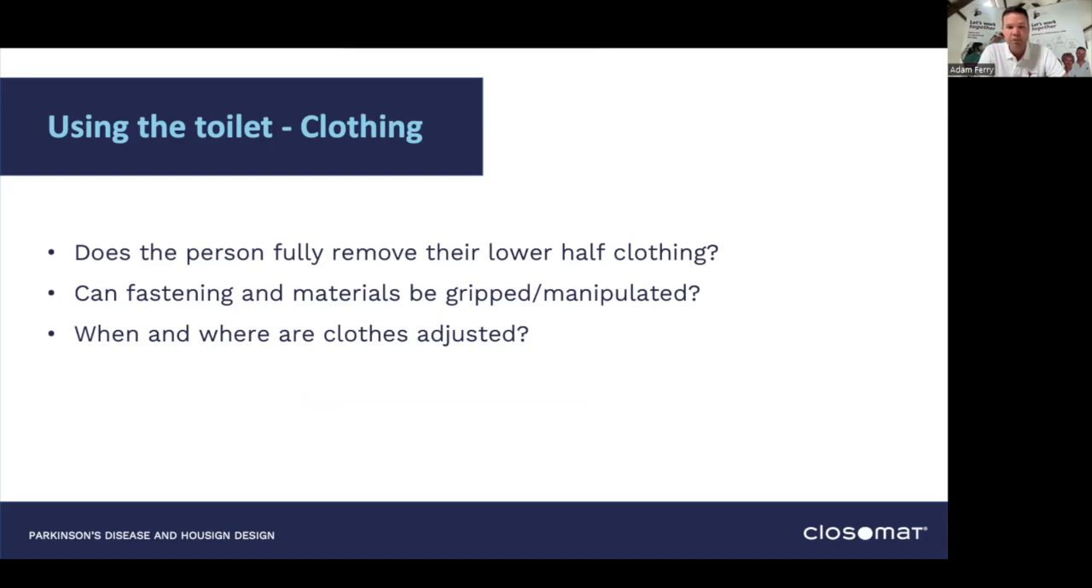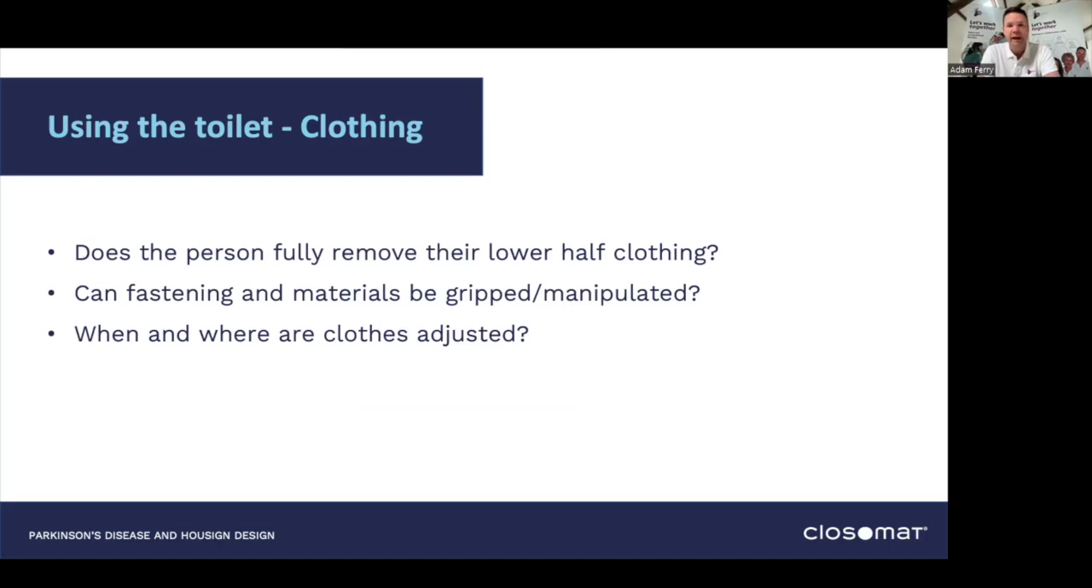And we don't want to make significant changes. It's important that the person feels comfortable and wears what they're comfortable wearing, but there might also be suggestions we can make to make this part of the task more simple and with reduced risk. When they're fastening and unfastening materials, can they grip them, manipulate them? Again, is that going to get harder with time, depending on what clothing they're wearing and using?